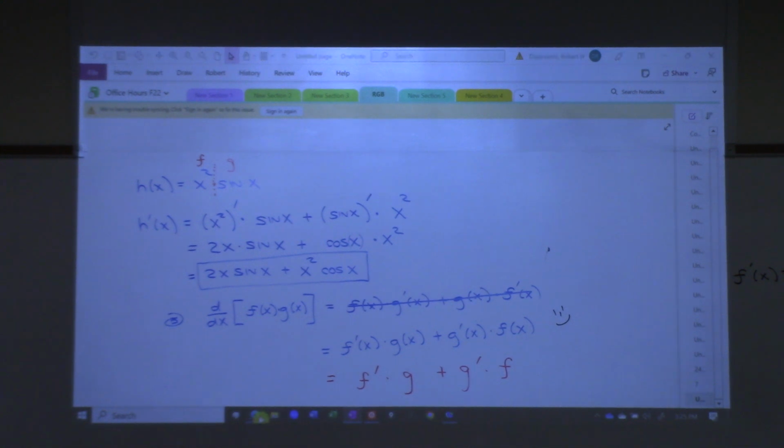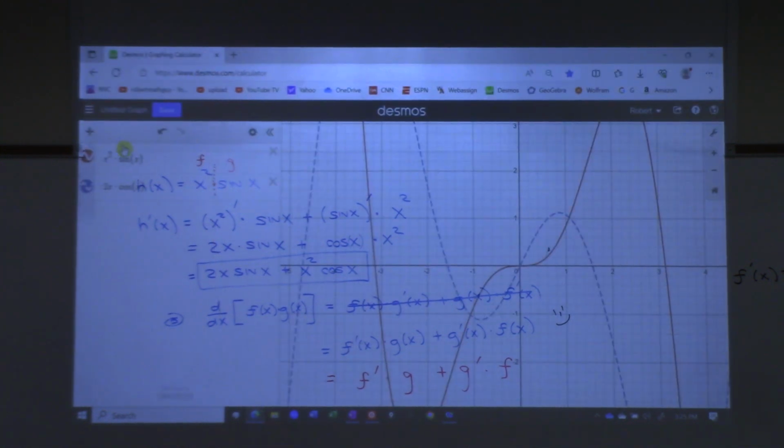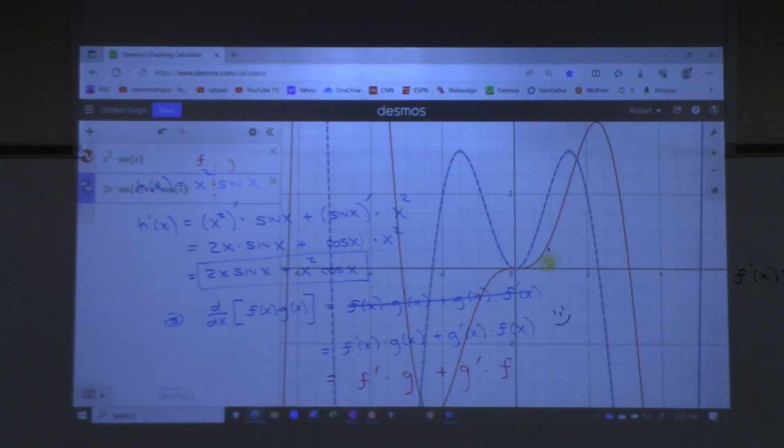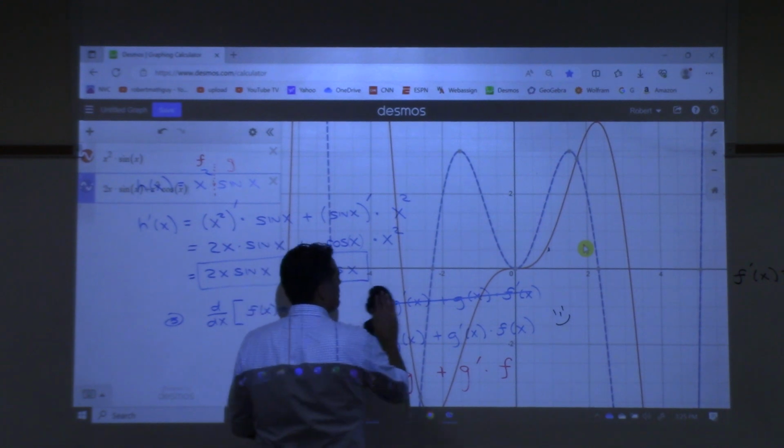I'm going to go back to Desmos. I'm going to graph that function now, the answer we just got. It was 2x sine x, and then it was plus x squared cosine x. And I'll zoom out a little bit here. And let's see if the blue one is doing what it's supposed to do.